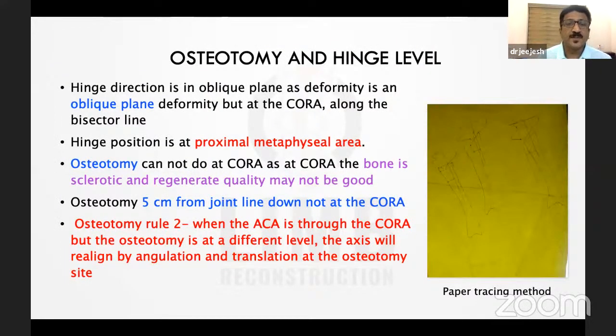So to decide the osteotomy and hinge direction, which I told is along the oblique plane direction, the osteotomy site is in the proximal metaphysis at the CORA. But since I noticed the problem about the sclerotic regions, I decided to do the osteotomy below. So here then osteotomy rule number 2 has to be followed. And this was a paper tracing at that time. Now you have Bone Ninja, you can do all this planning.